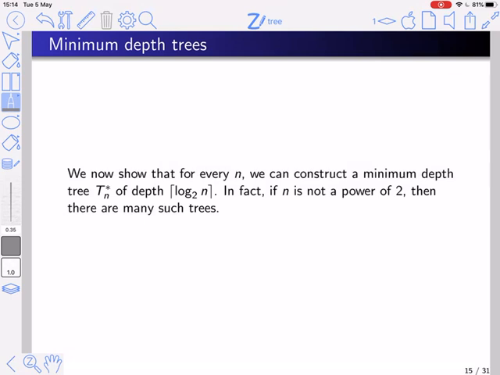Now we want to deal with the case that n is not a power of 2. If n is not a power of 2, we want to construct a minimum depth tree denoted by Tn star, whose depth will be exactly log base 2 of n rounded up. This is for the case, of course, if n is a power of 2, then log base 2 of n is an integer, and rounding up doesn't do anything. And in fact, we want to show that when n is not a power of 2, we may have many such trees, more than one.